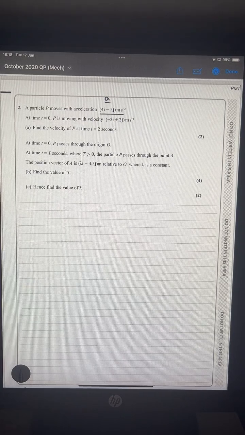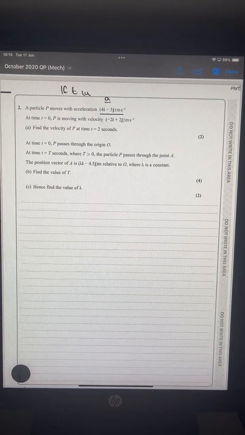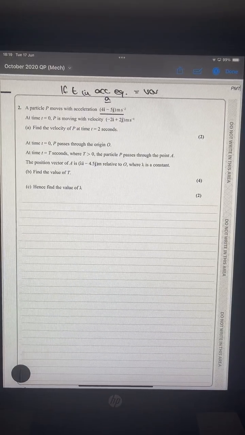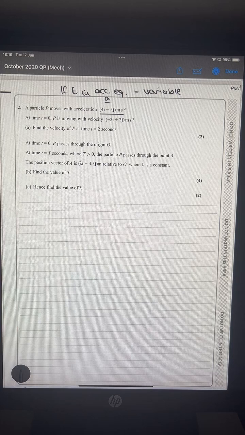So that's my rule of thumb. If there is a t in the equation for acceleration, it is variable. Why? Because the acceleration will depend on the time. Here, the acceleration is just 4i minus 5j. There's no time component or distance component there. So that's why you know it's constant.